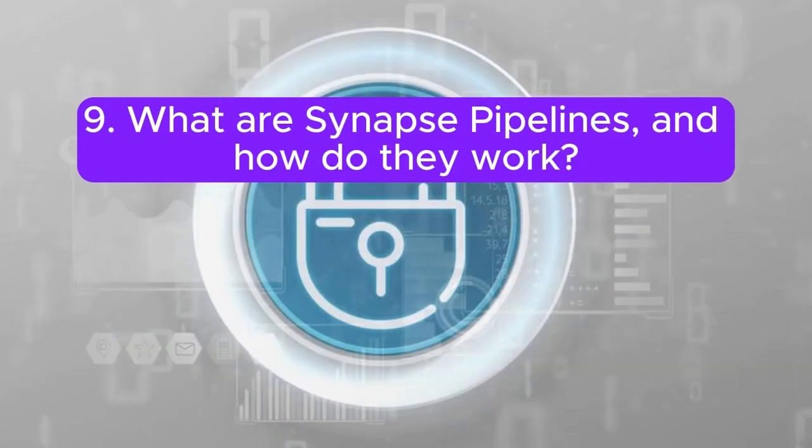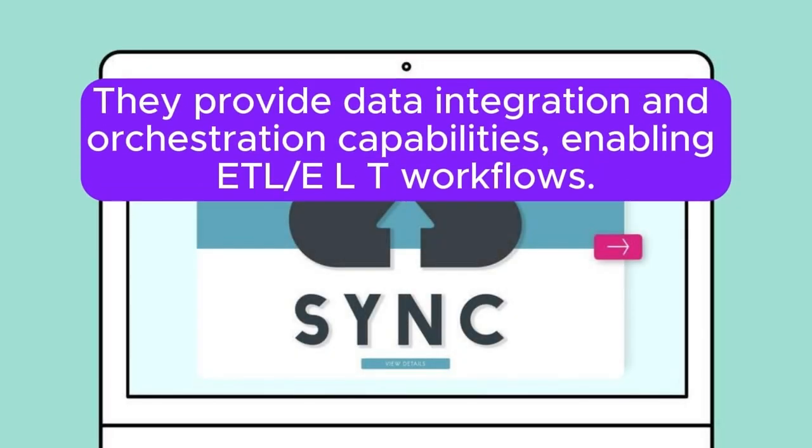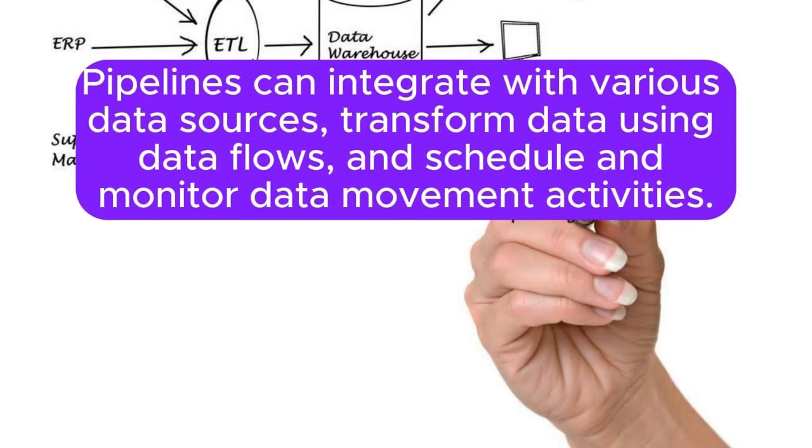9. What are Synapse pipelines, and how do they work? Answer: Synapse pipelines are part of Azure Synapse Analytics and are built on Azure Data Factory. They provide data integration and orchestration capabilities, enabling ETL or ELT workflows. Pipelines can integrate with various data sources, transform data using data flows, and schedule and monitor data movement activities.